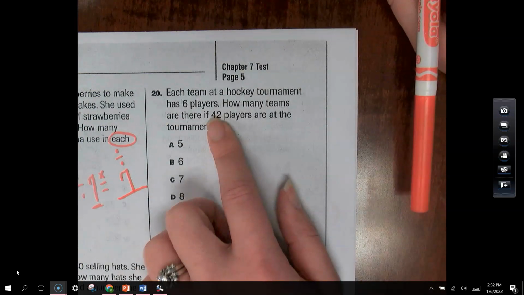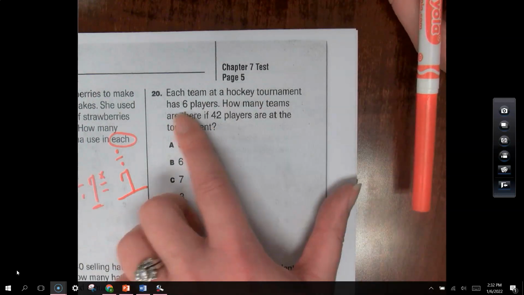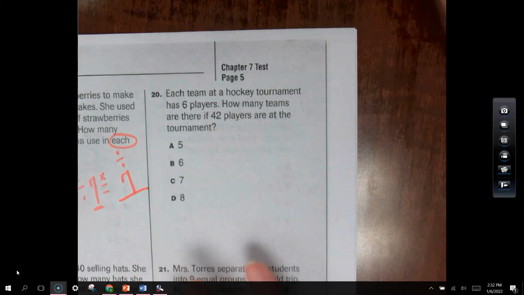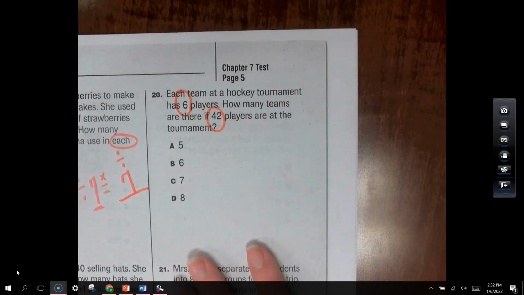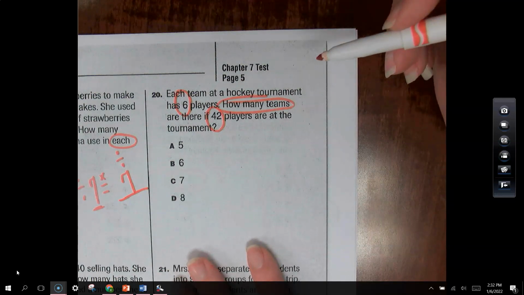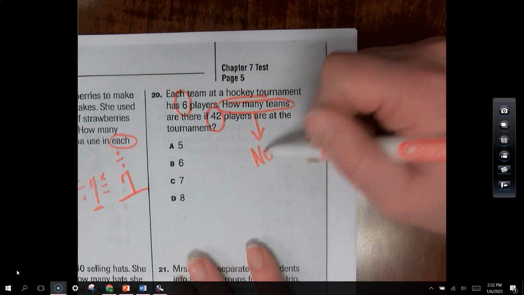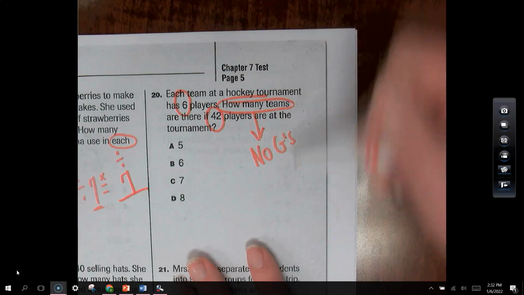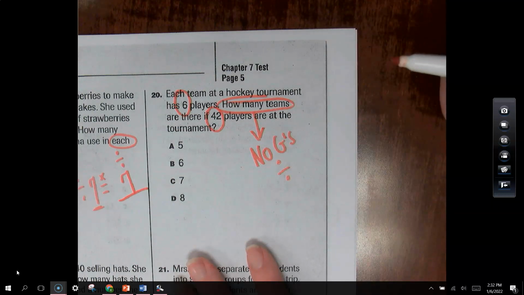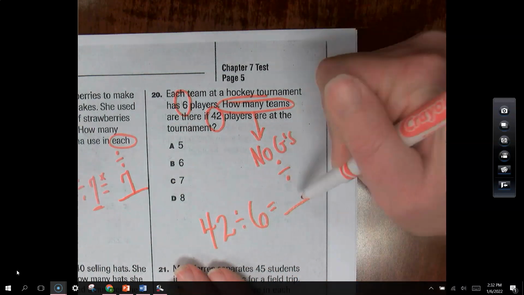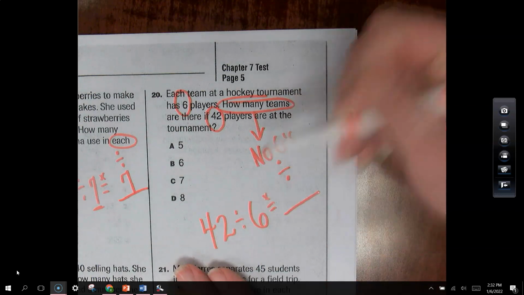Number 20. Each team at a hockey tournament has 6 players. How many teams are there if 42 players are at the tournament? I see a 42 and a 6. What do you see? If you said how many teams, you are correct. A team is a group. If I do not know my groups, how many teams, then that means no G's. And if I have no G's, that means division.